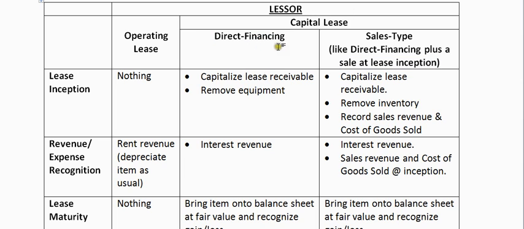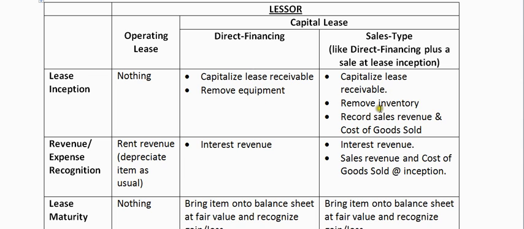Now, similar to lessee accounting, we're going to go through a step of classifying the lease first. And classifying a lease is always vital because it dictates which accounting you're going to use. With both direct financing and sales type, we're going to capitalize a lease receivable. And we're going to remove equipment, which seems a little bit unnatural because the lessor will still own it, but they're going to remove the value of it and just have this lease receivable.